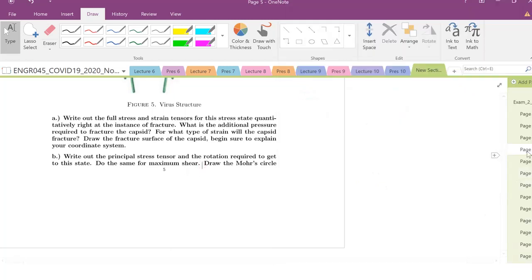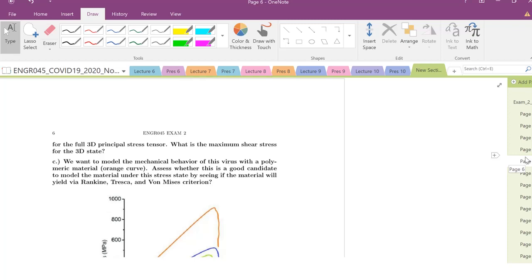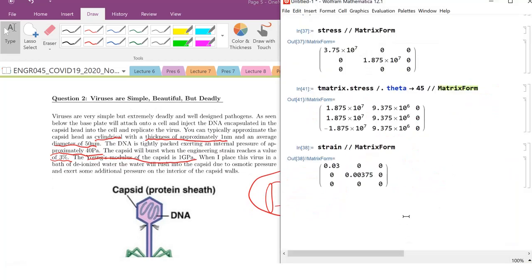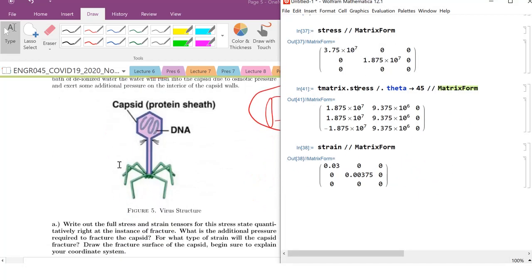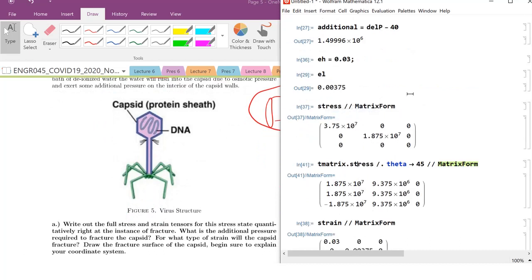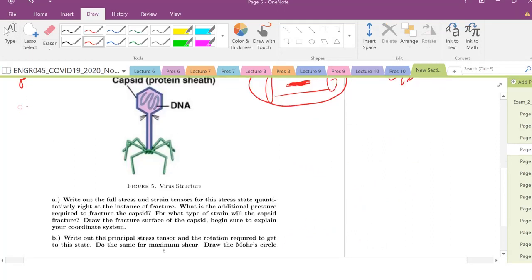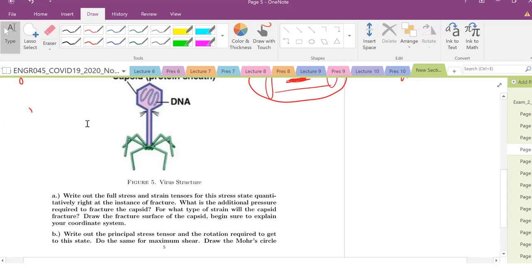And now it's asking us to draw the Mohr circle for the full 3D principal stress tensor. What is the maximum shear stress for the 3D state? So I'm going to draw it on here. Let me see if I can get some room. So let's look at our initial stress state here, when we're in the principal stress state. So sigma 1, my largest principal normal stress, is going to be sigma H. My sigma 2 is going to be sigma L, and my sigma 3 is going to be 0.